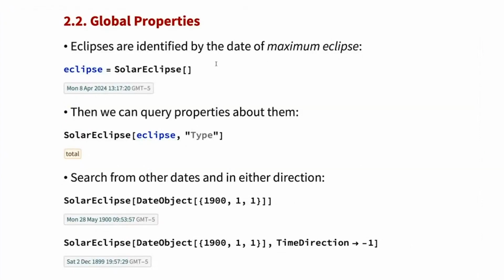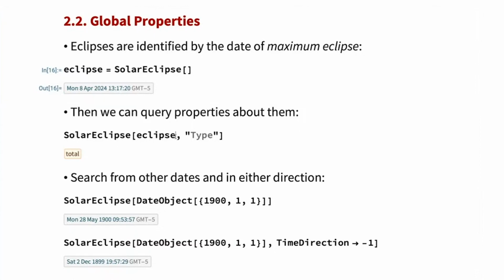So let's discuss first global properties. These are properties of the eclipse as a whole, not depending on a location on Earth. So again, let's compute the next eclipse. That's the maximum eclipse. We identify eclipses in Wolfram Language by their maximum date.